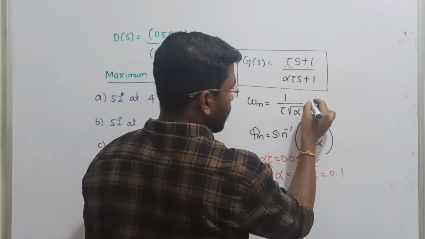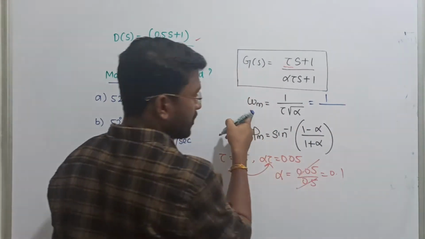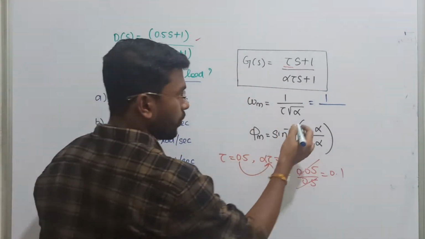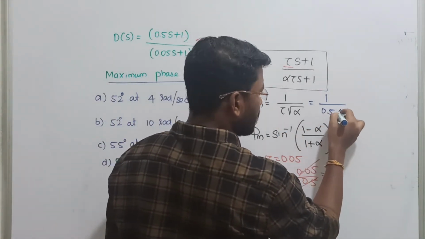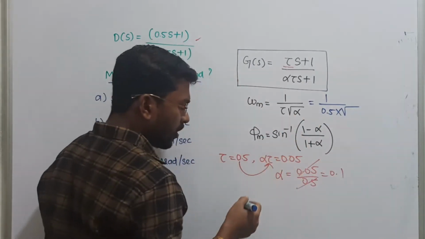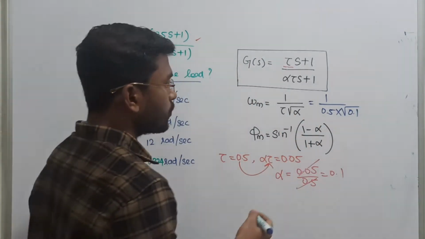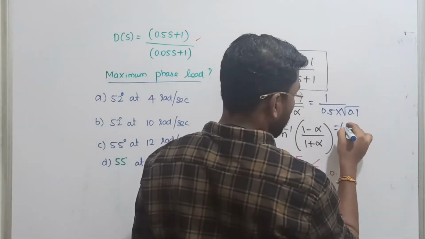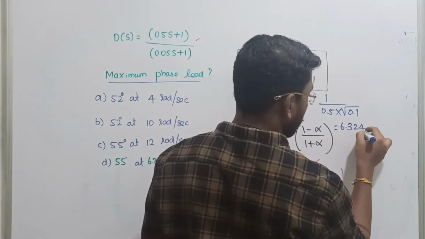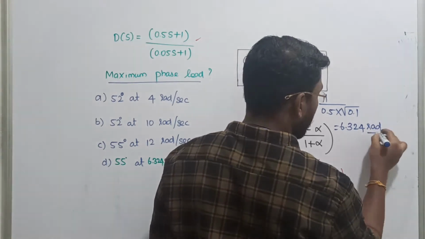Let us see. So that is going to be 1 upon, by the maximum frequency formula, tau, which is how much? 0.5. Your questions are very simple. Under root alpha is how much? 0.1. Just substitute these two values and you will get 6.324. I have already solved this one. So you will get 6.324 radian per second.